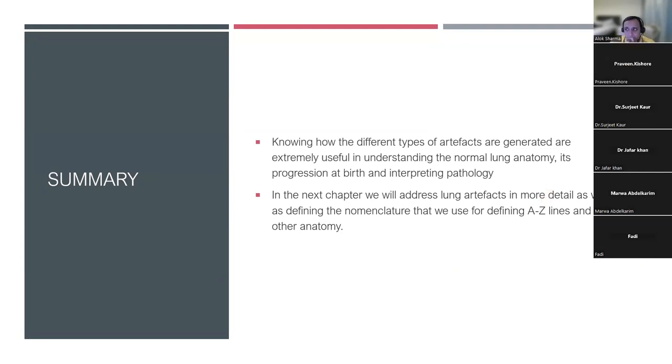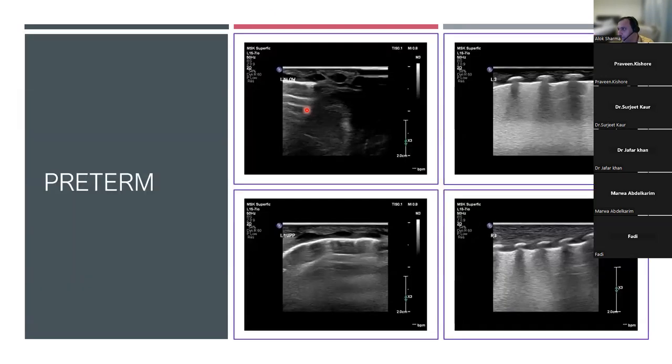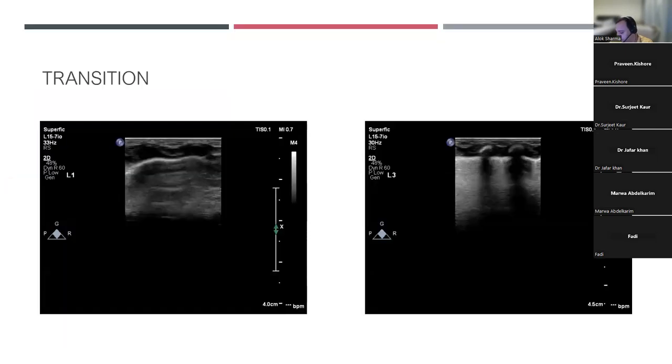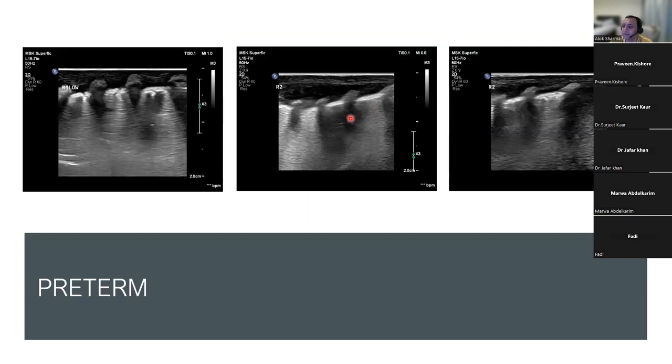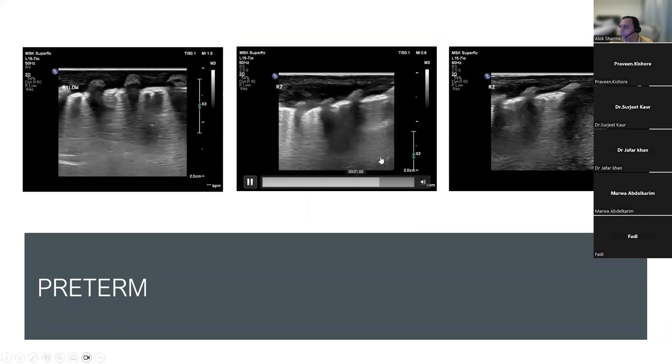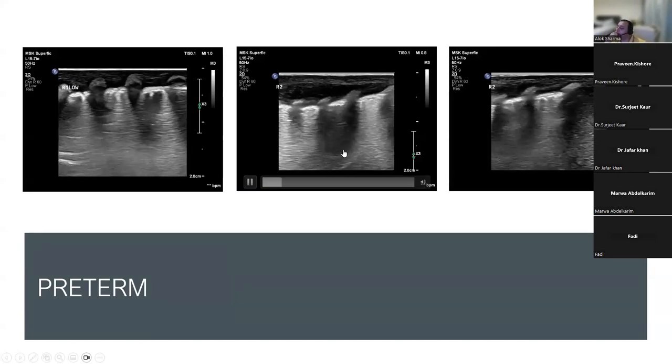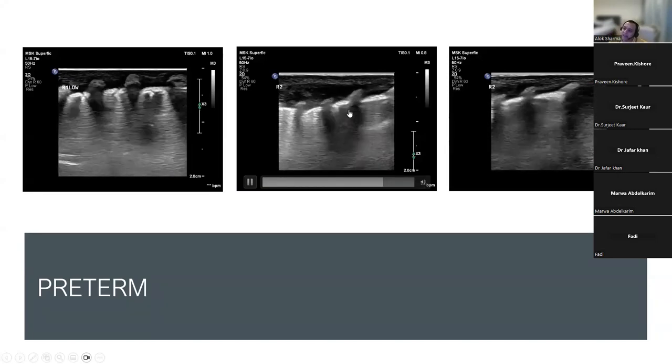Please, for the preterm images, the previous ones, one of them had the picture in the middle, this dropout area. Yes, this blackish area in the middle. What does it represent? Here? Yes, exactly. So my gut feeling at this particular point is, it's probably a lack of contact.